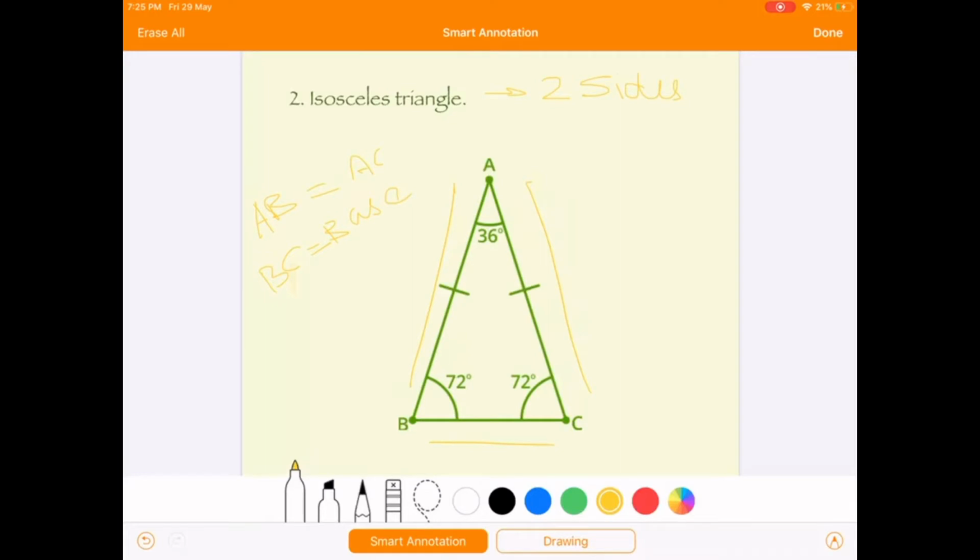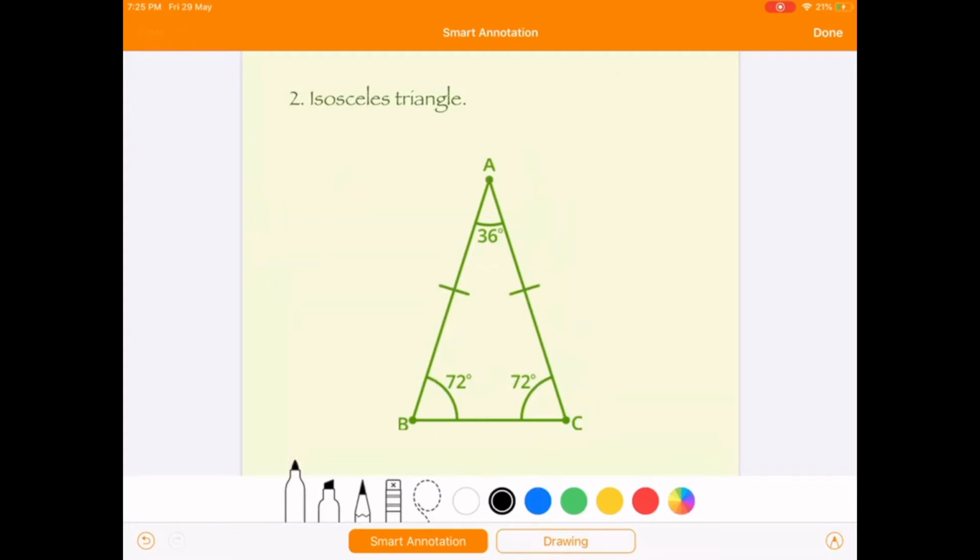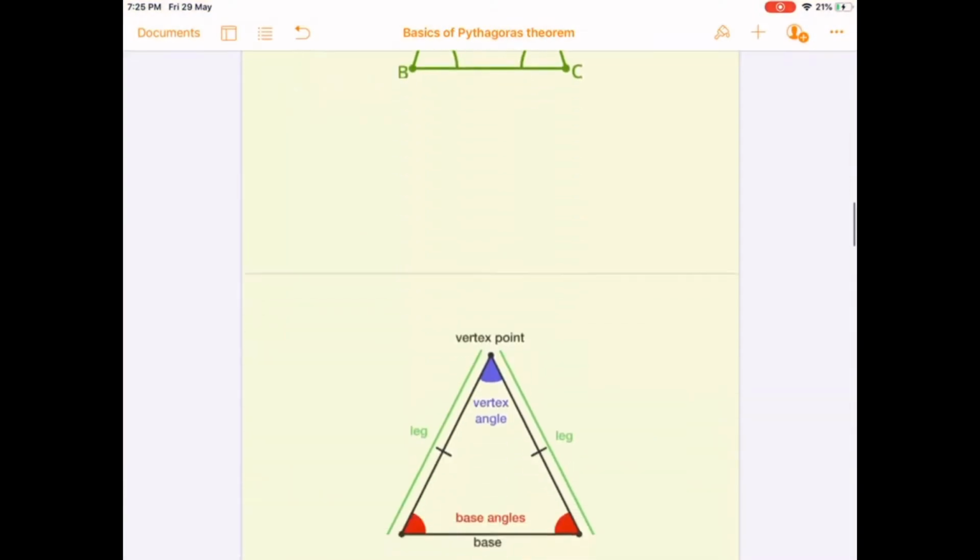In this figure, you can see that the base angles, angle B and angle C, are equal. So in isosceles triangle, base angles are always equal, but the angle towards the vertex A, or any letter you can take, is different. So these values are not fixed, but yes, base angles are equal. Okay, let us move to the next image.